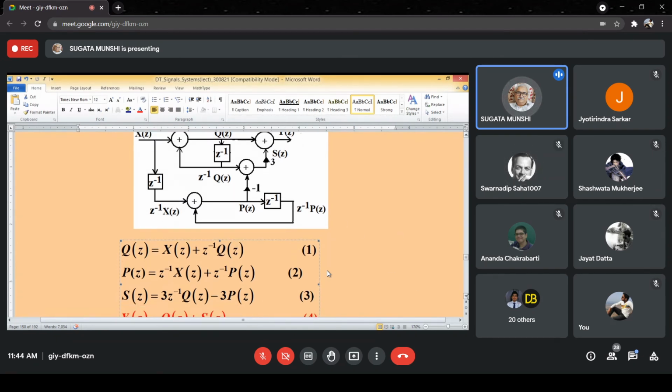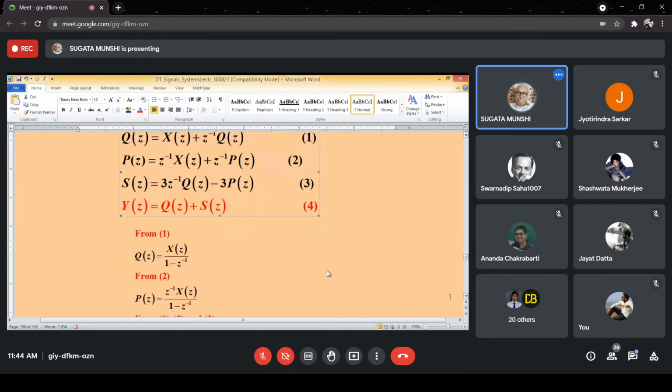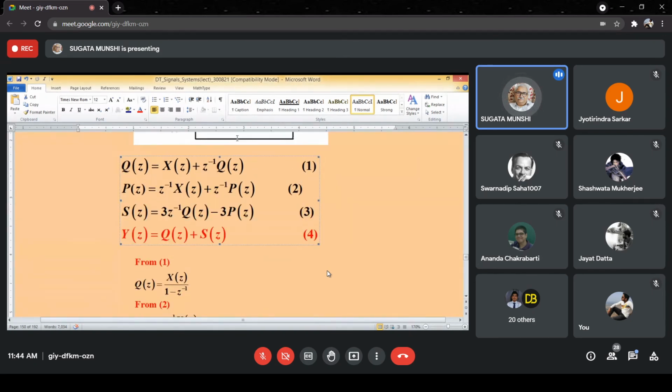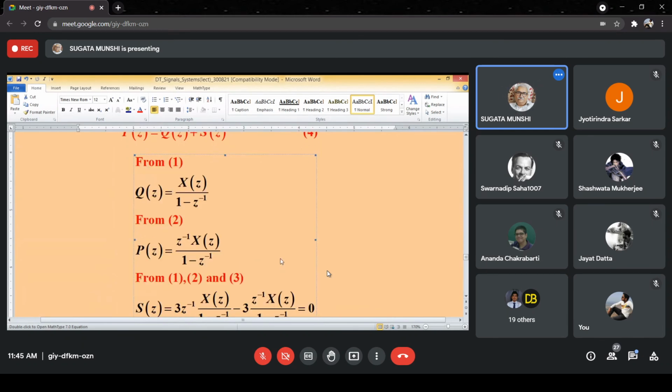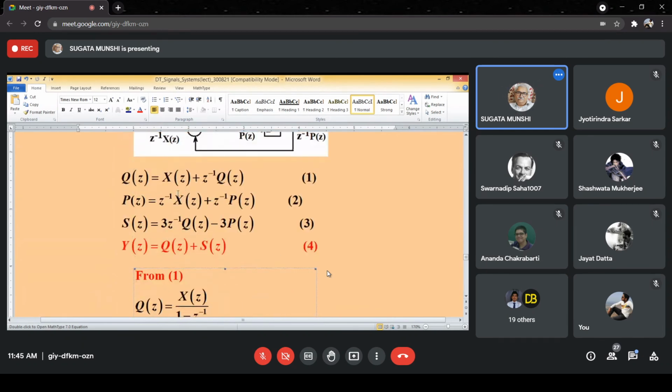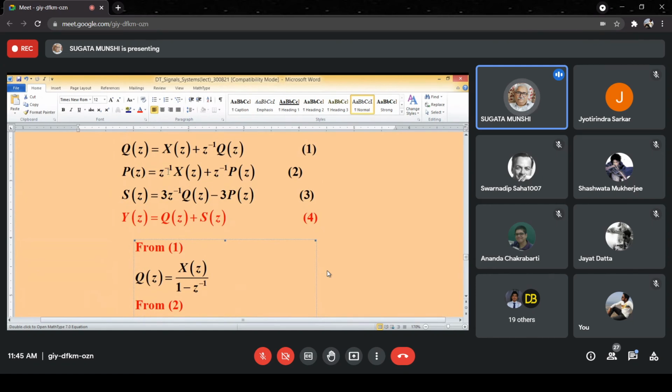So YZ is this one. Now from equation 1, the first equation, what do you get? On rearranging the terms, you get QZ as XZ divided by 1 minus z to the power minus 1, isn't it? QZ equal to XZ divided by 1 minus z to the power minus 1.